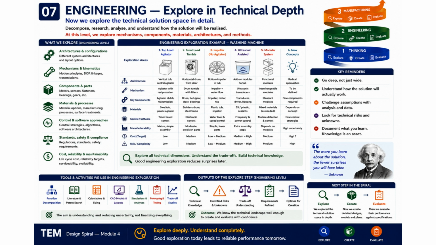For our washing machine, we now investigate the drum and drive mechanism, motor and transmission, bearings and seals, sensors, materials, structural arrangement, electronics, control system, and software architecture. We also investigate safety requirements, applicable standards, reliability, maintainability, manufacturing implications, and cost. At this stage, engineers use technical literature, data sheets, calculations, CAD layouts, simulations, experiments, component tests, and trade-off studies.